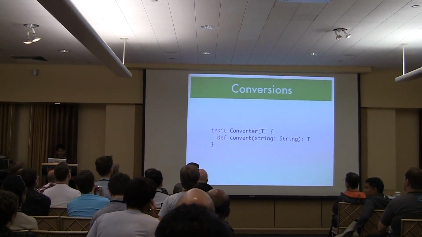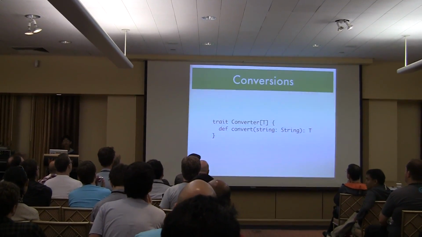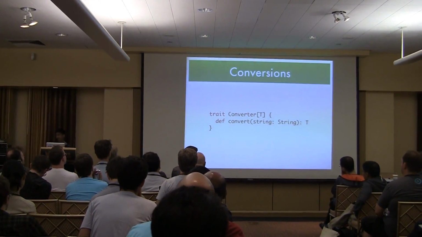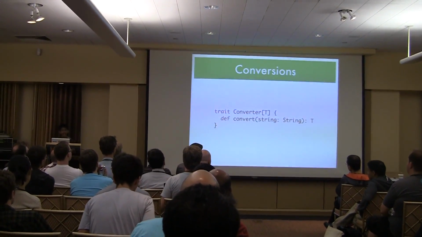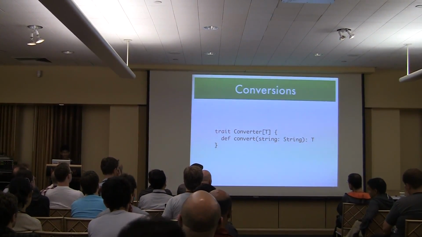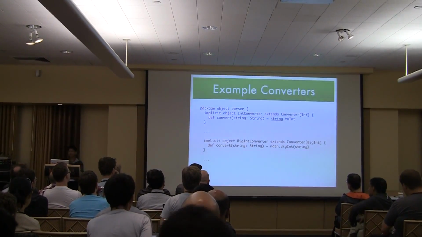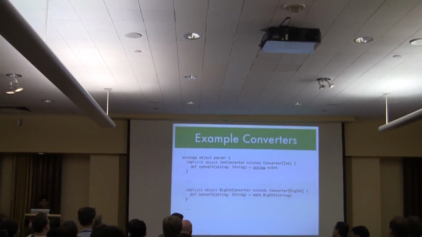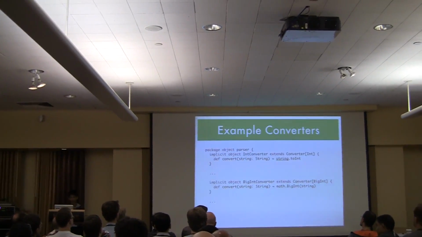So let's take a look at the library. The core of the whole Google Code Jam library is this trait, the converter. Its parameter is a type T, and it has a method convert which takes a string and returns T. Here are some example converters that you might use. These are actually included in my library in the parser package object.